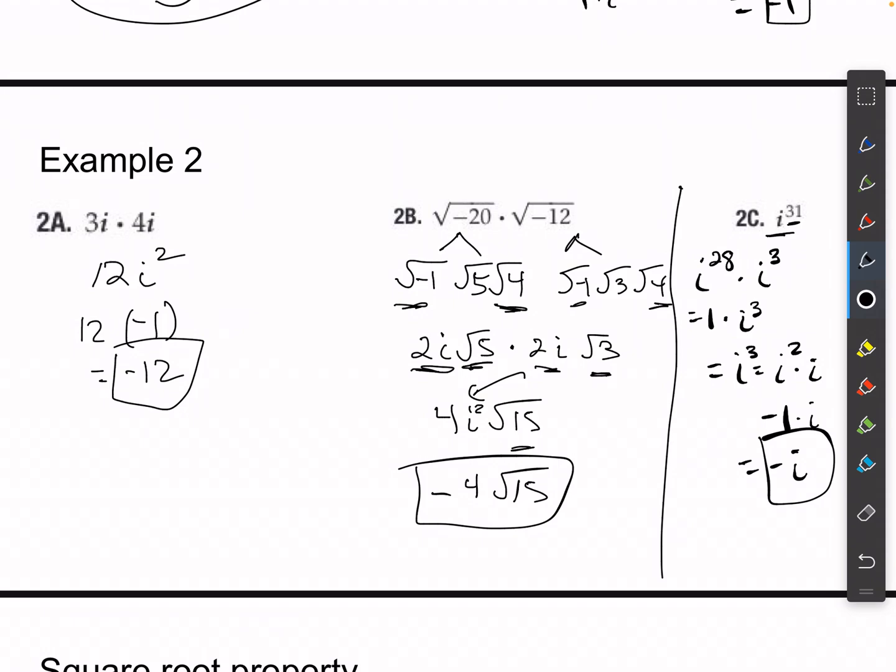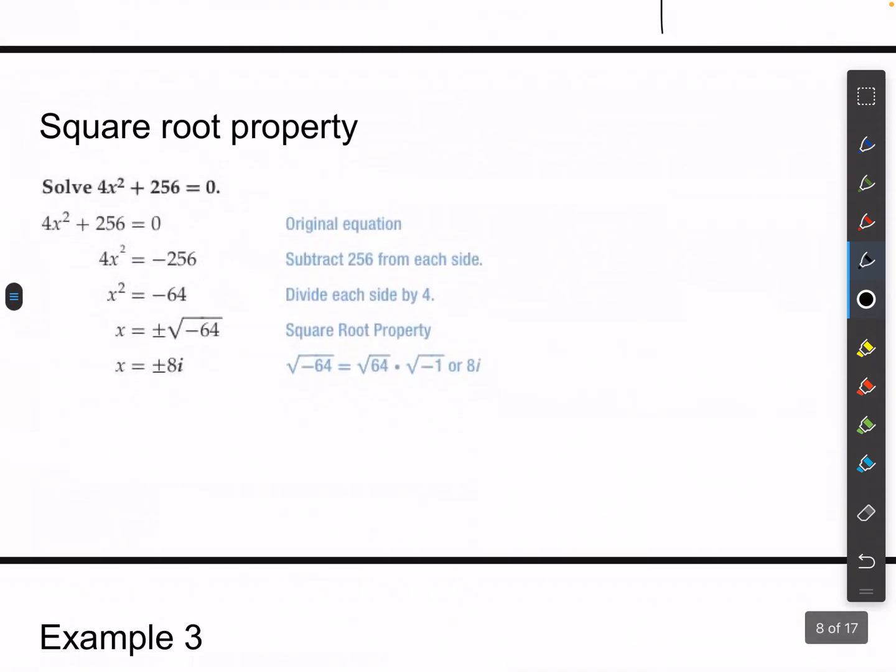So for 2c, it all simplifies down to -i. All right, the square root property. We know that we can use the square root property to solve quadratics when you don't have a middle term, right? So if you have something squared plus or minus a whole number, talking about x squared, obviously we can set that equal to 0, and then we can move the 256 over as shown here.